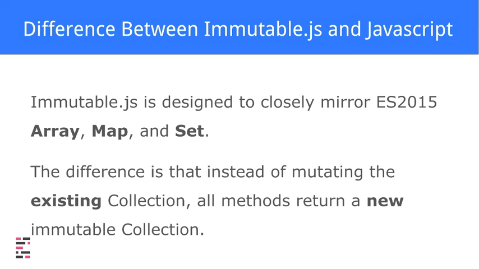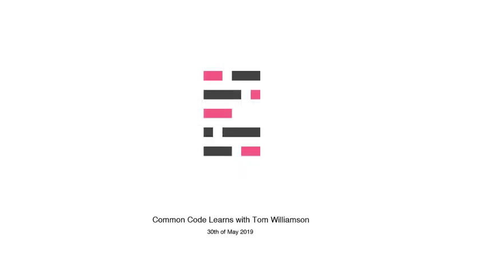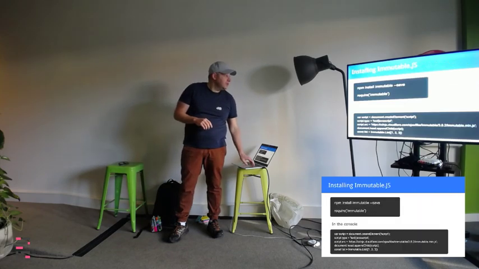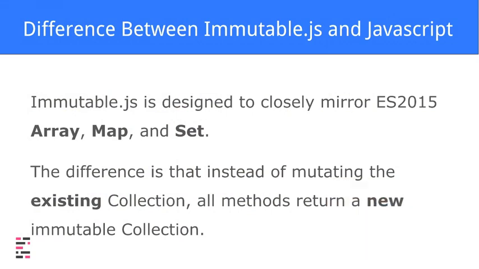The main difference between native JavaScript and Immutable is that instead of mutating an existing collection like an array or an object, Immutable returns a new collection with the modifications you make. Say for instance you've got a list of numbers, or an array of numbers, and you want to add one onto the end. Instead of mutating that original array, it creates a new one and returns the new one to you. So it doesn't mutate the original one. The other similarity is that it's designed to very closely mirror what we already know inside JavaScript as per arrays, objects, and sets.